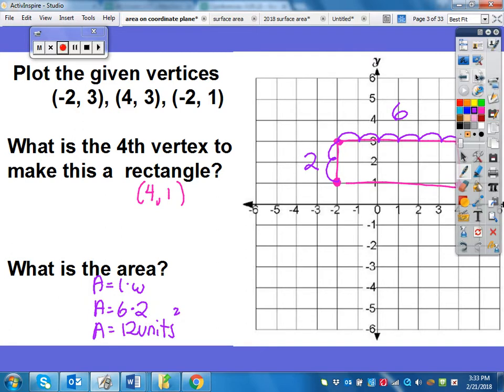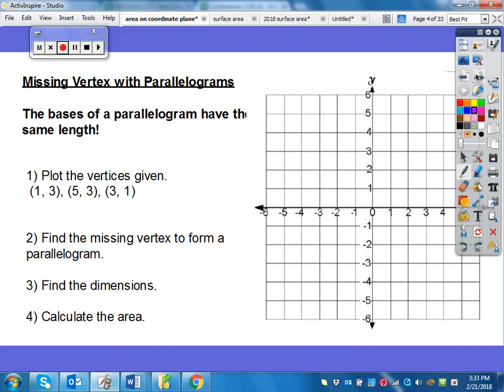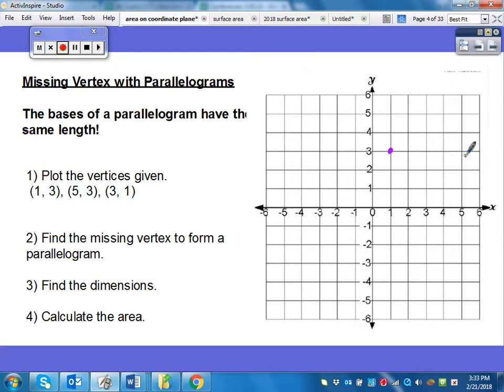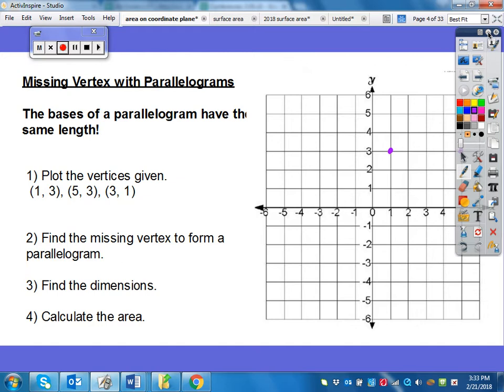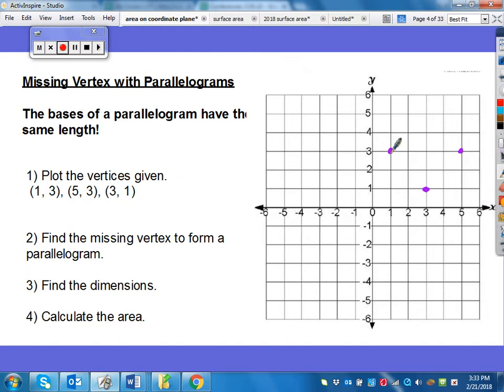Okay, let's jump ahead to this parallelogram. On this parallelogram, I have 1, 3, 5, 3, and 3, 1. And I need to make a parallelogram. Well, I know a parallelogram is 1, 2, 3, 4 is going to be the base. I'm going to make this the base, 1, 2, 3, 4. And my point is going to be at -1, 1.